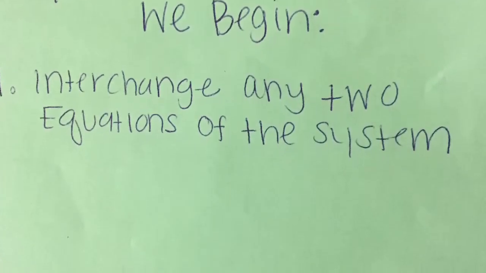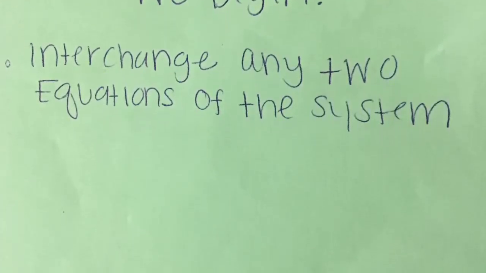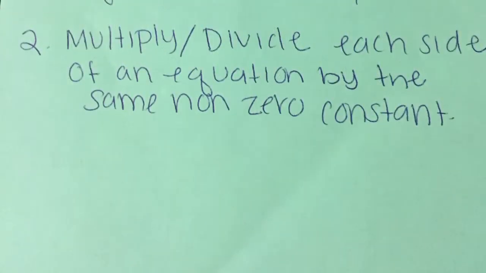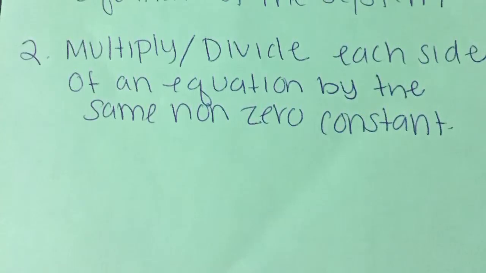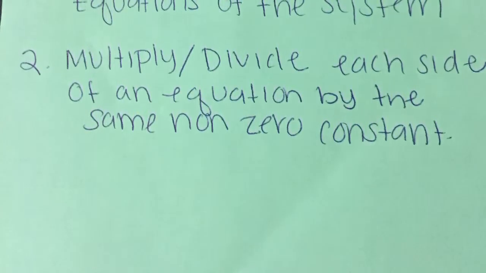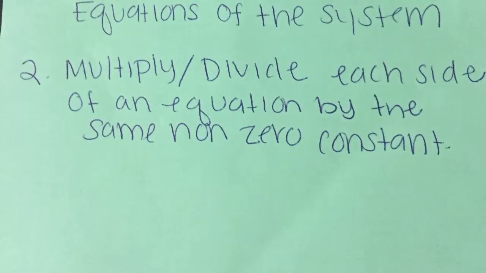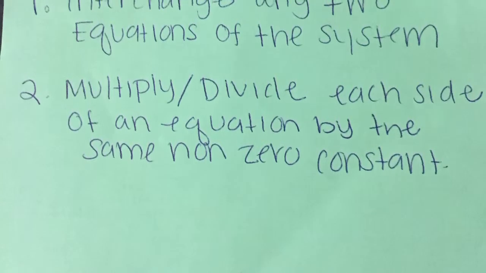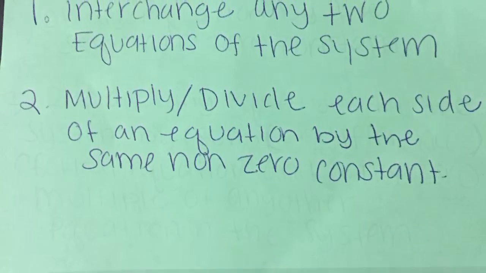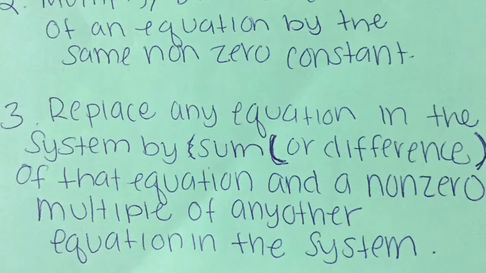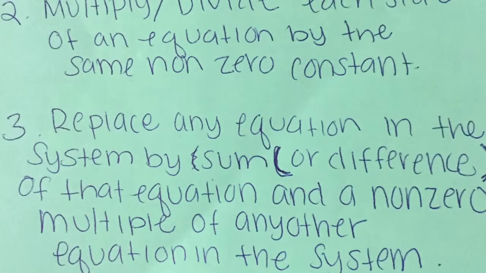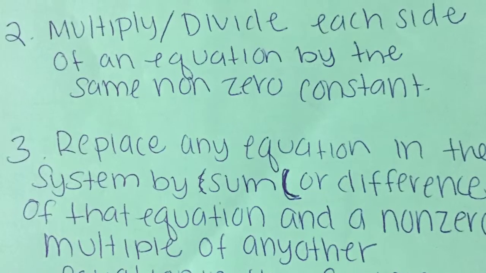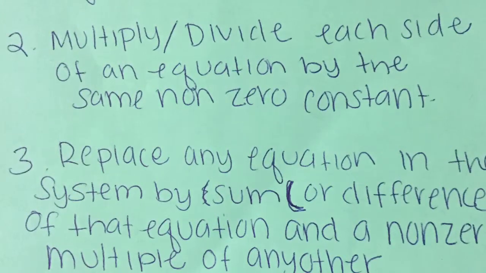Rule number 1 is that you can interchange any two equations of the system. It doesn't matter. Rule 2 states that you must multiply or divide each side of an equation by the same non-zero constant. It can't be different, it must be the same. Rule 3 states that you can replace any equation in the system by the sum or difference of that equation and a non-zero multiple of any other equation in the system.